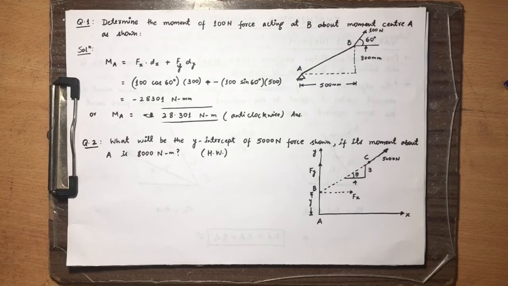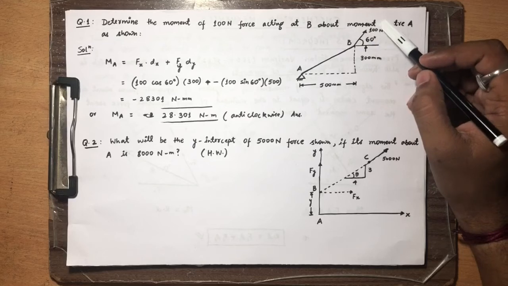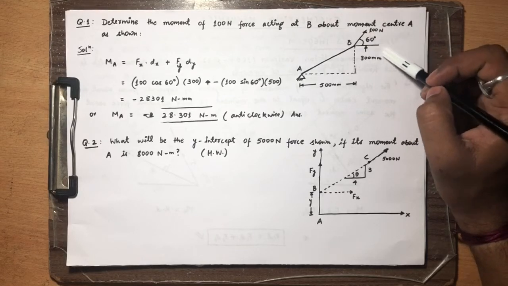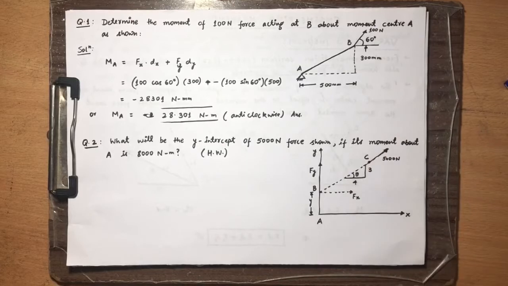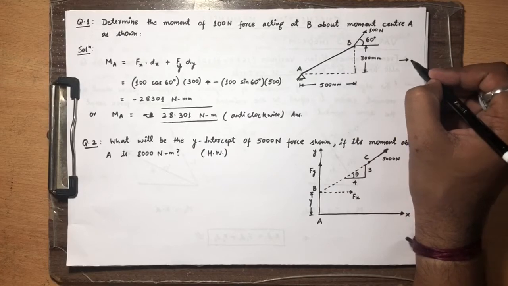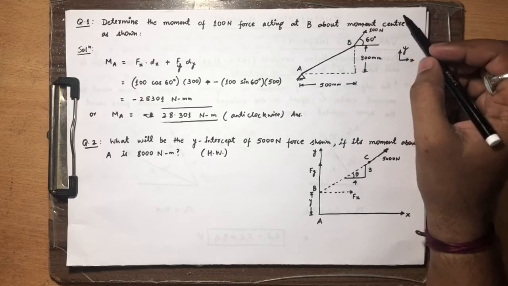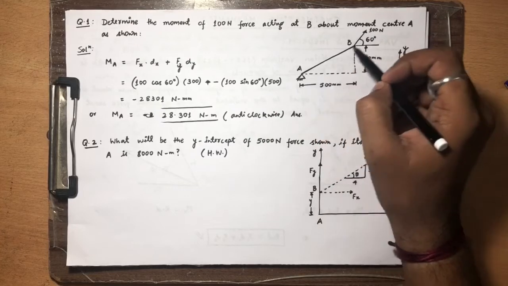The question is: determine the moment of a 100 Newton force acting at B about moment center A. This is the force acting at B, 100 Newton, at 60 degrees from the x-axis. Let us say this is the x-axis and this is the y-axis. The distance from the x-axis is 300 mm and the distance from the y-axis is 500 mm. We want to calculate the moment about A of this force.